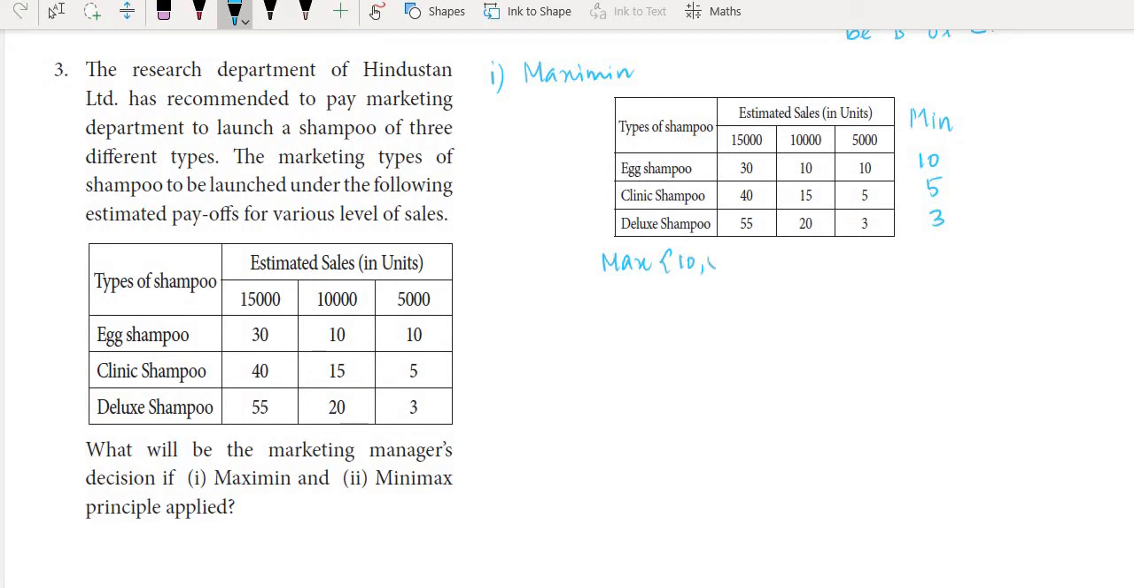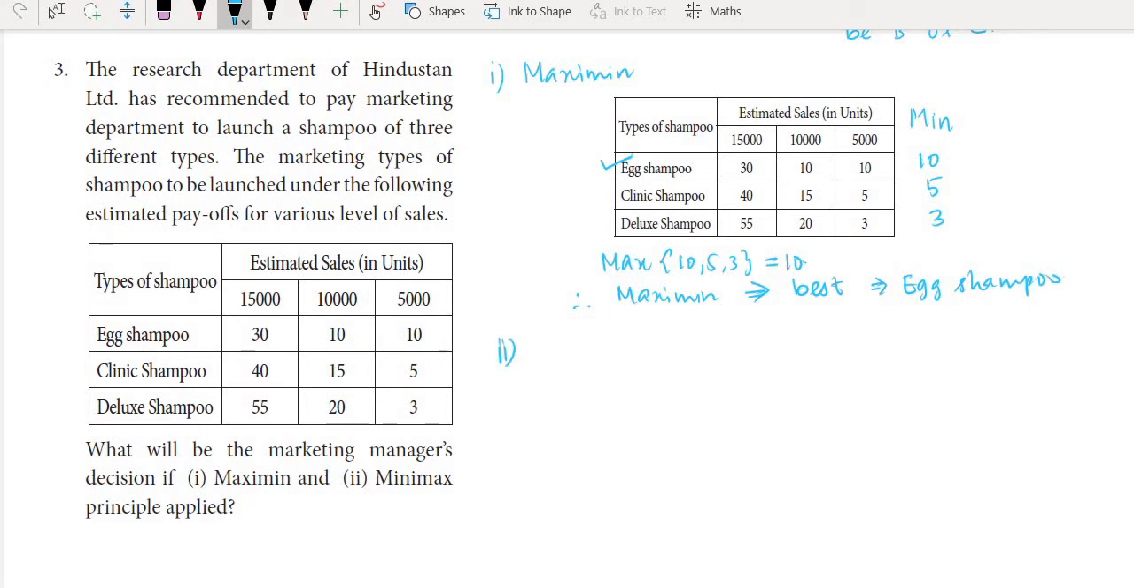So maximum of 10, 5, 3 is equal to 10. Therefore, according to our maximin principle, the best strategy, that is the best shampoo to decide, is egg shampoo.